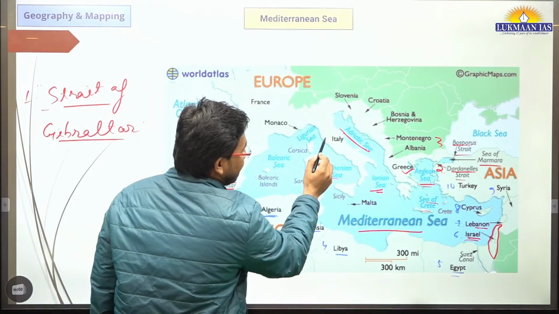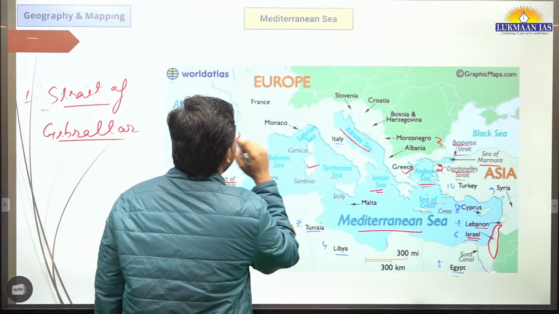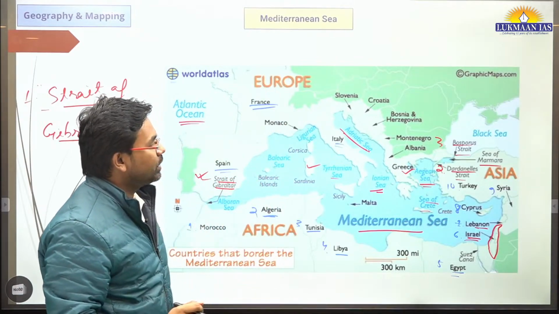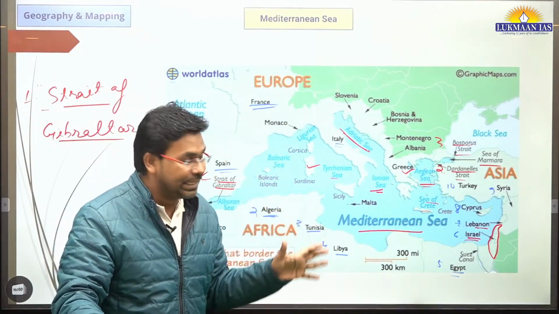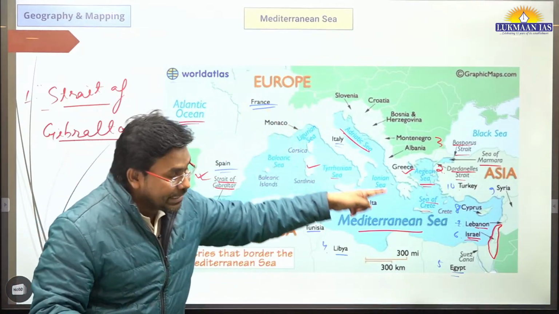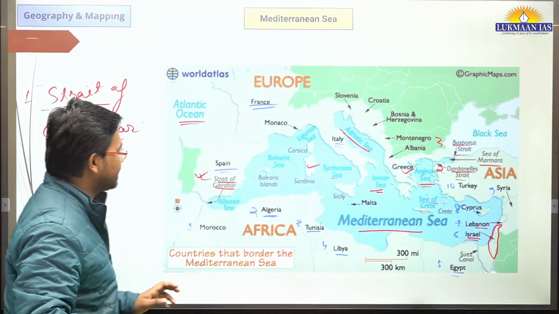So we have Italy over here. Italy shares border with it. Apart from this, France shares border, Spain shares border. So these are the countries. If you go in detail, there are around 22 countries that have Mediterranean Sea as their maritime border. Okay, this is the thing.